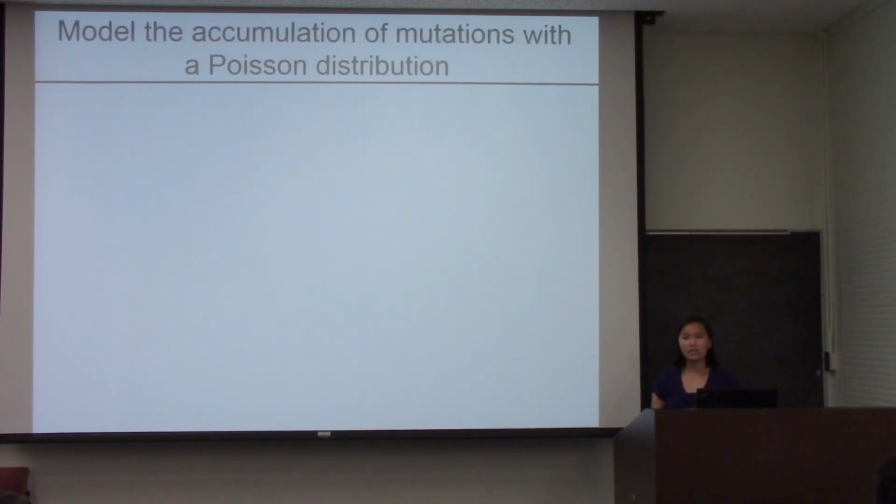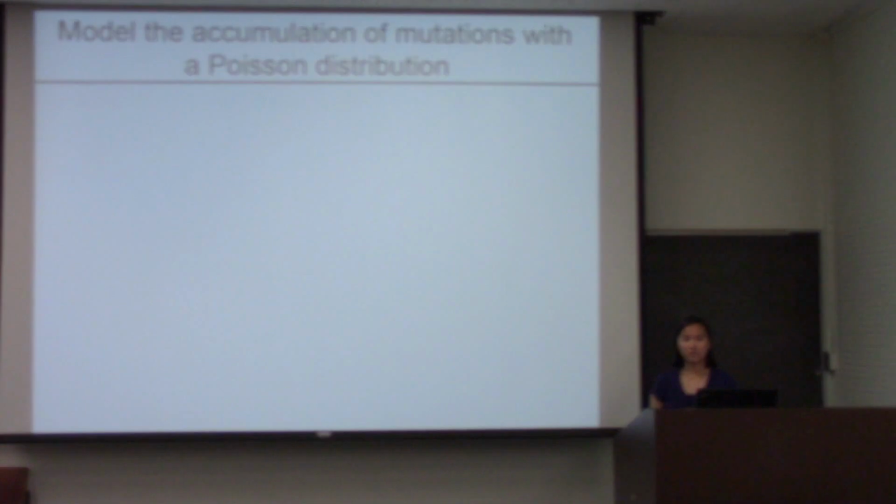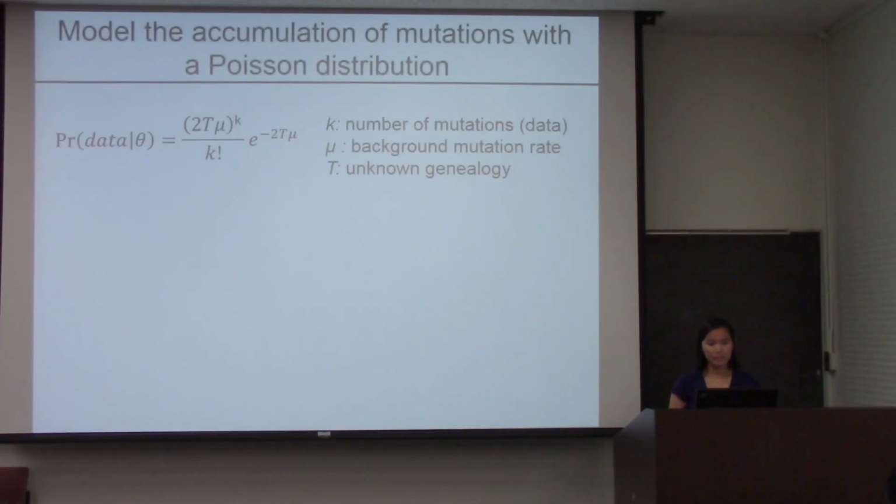So for the next few slides, I want to walk you through our model, how we do the inference. So in population genetics, we model the accumulation of mutations following a Poisson process, written here, where K represents the number of mutations, and this is our data. Mu is the background mutation rate, and T is the genealogy. So what is this genealogy?